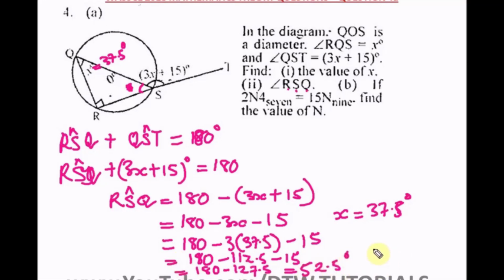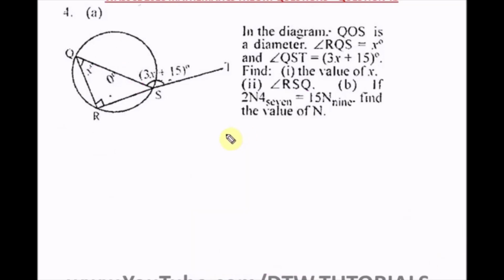52.5 degrees. So our angle RSQ is equal to 52.5 degrees. This is our answer. Question 4B of the WASSCE 2018 Mathematics Theory question says: if 2n4 in base 7 is equal to 15n in base 9, find the value of n.